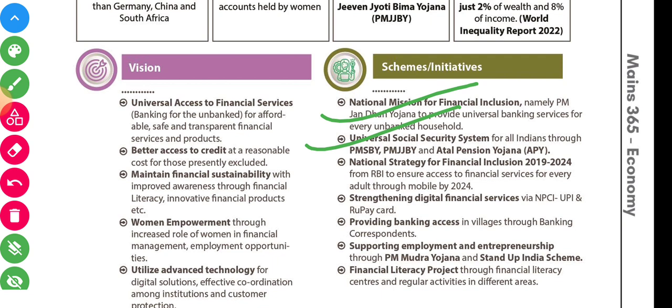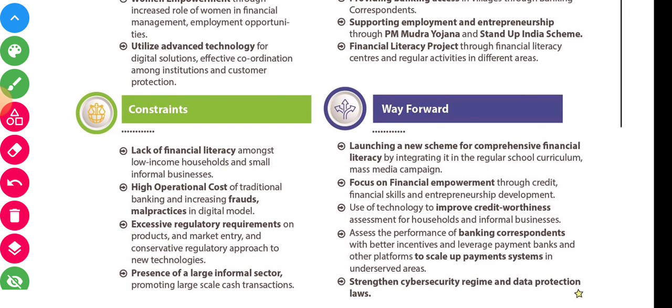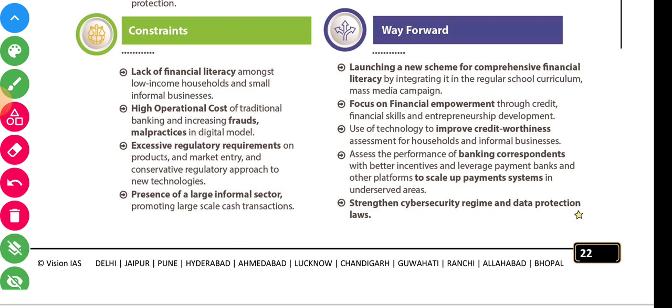National Strategy for Financial Inclusion 2019-24 from RBI to ensure access to financial services for every adult through mobile by 2024, extending digital financial services via National Payments Corporation of India UPI and RuPay card, providing banking access in villages through banking correspondents, supporting employment and entrepreneurship through PM Mudra Yojana and Stand Up India schemes, financial literacy project through financial literacy centers and regular activities in different areas. What are the way forward related to financial inclusion?